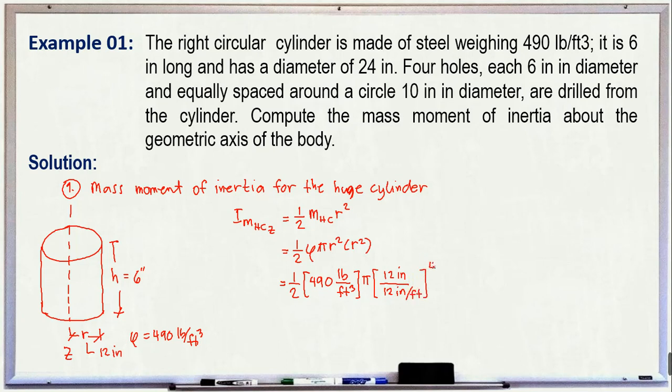And then to the power of 4th. Again, when English units are given, don't forget to divide this by the acceleration due to gravity, which is equal to g. Remember that one from the first slide. So, divide by g, which is 32.2 feet per second squared.